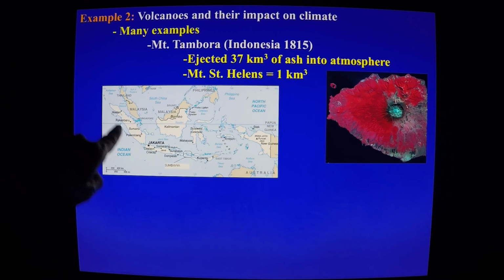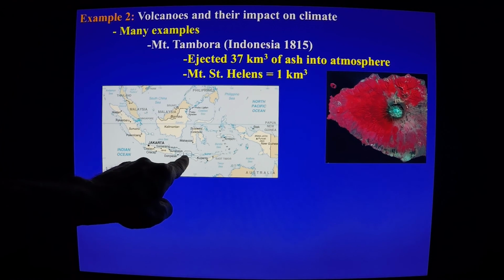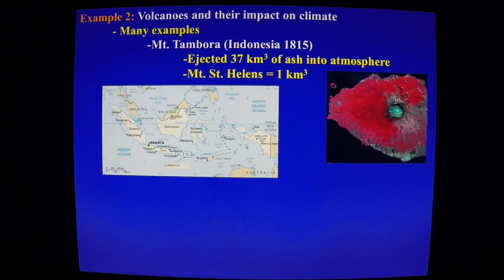So here's Indonesia right here, island nation, over 1,000 volcanic islands. Many of those volcanoes are active. Tambora erupted right about there. There's a satellite image of it over on the right. That crater is about 8 miles across. It's a real beast of a volcano. I flew over it about 15 years ago. It was really impressive.